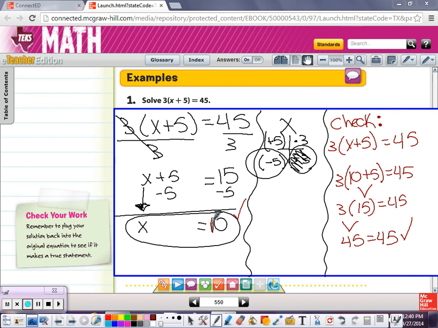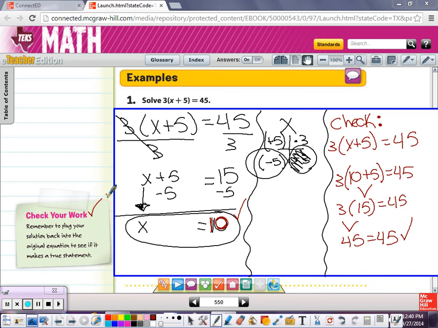X equals 10. Let me make it a little better. There we go. X equals 10. If you have any questions, please remember to write your questions on the side over here in the notes section. Here's a little note for you. Remember to plug your solution back into the original equation to see if it makes a true statement. And that's exactly what the checks have been doing. So hopefully you've been doing that.